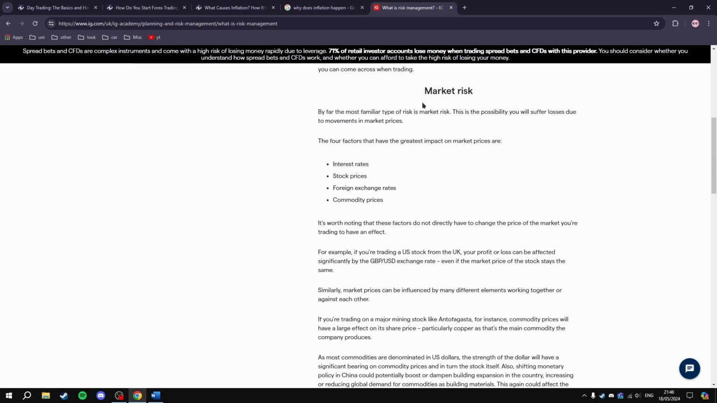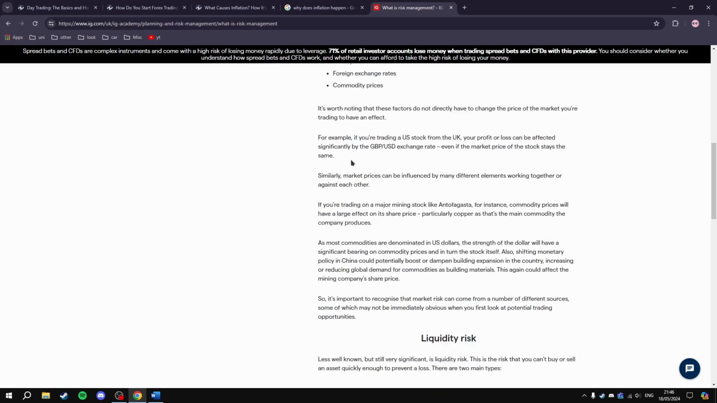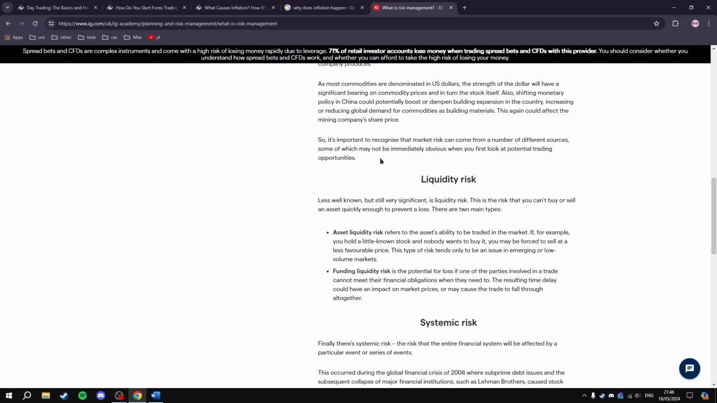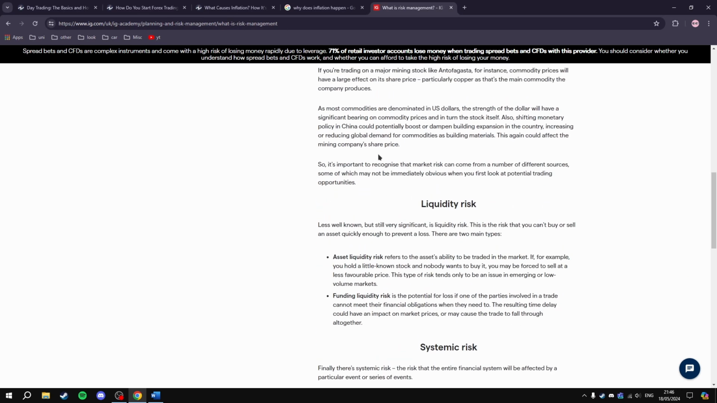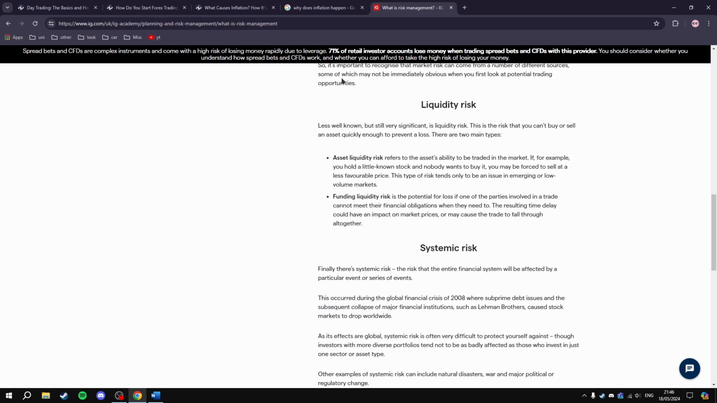We've got market risk, which is basically the possibility you will suffer losses due to movements in the market price. And then we look through the four factors that have the greatest impact on market prices, so interest rates, stock prices, foreign exchange rates, and commodity prices. And then the other main type of risk that you'll come across in trading, liquidity risk. So this is the risk that you can't buy or sell an asset quickly enough to prevent a loss.